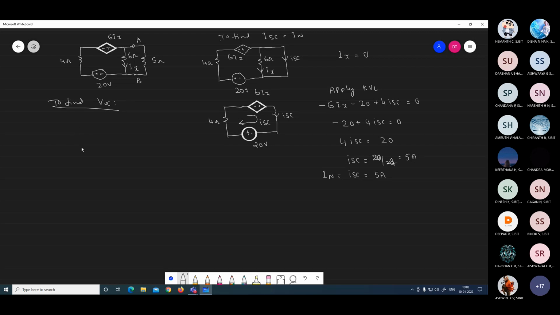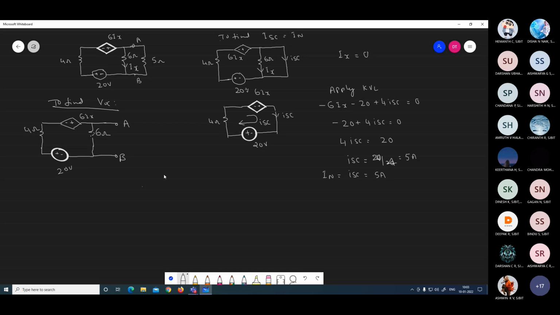Open circuit voltage, how are you finding it? Open the load terminal here. This is positive, negative. This is the point A and B. This is our 6 ohm and this is minus plus. This is our 6Ix and this is our 4 ohm and this is 20 volt.